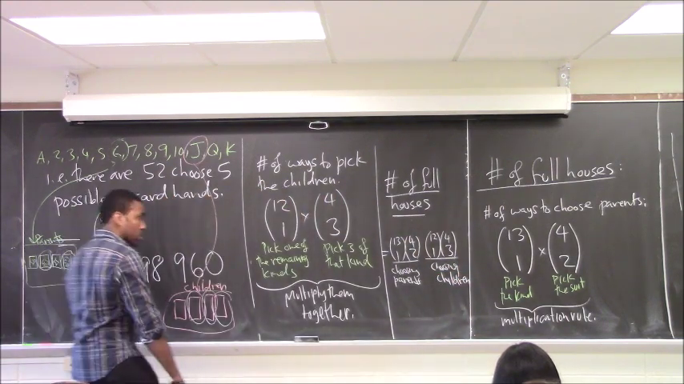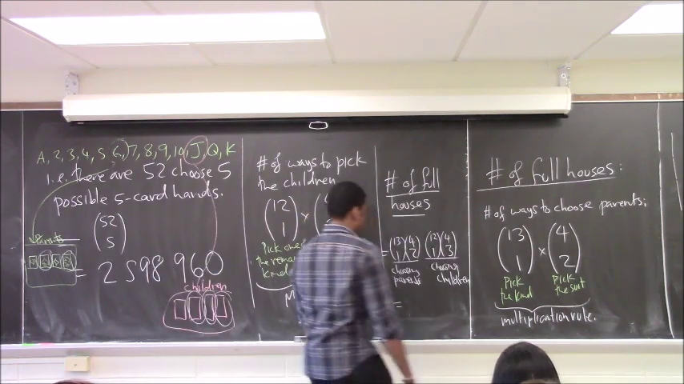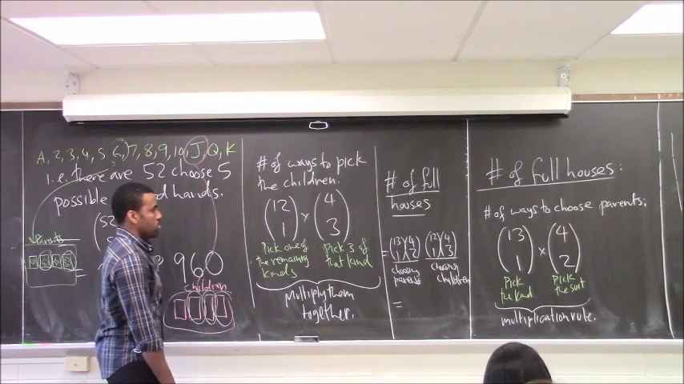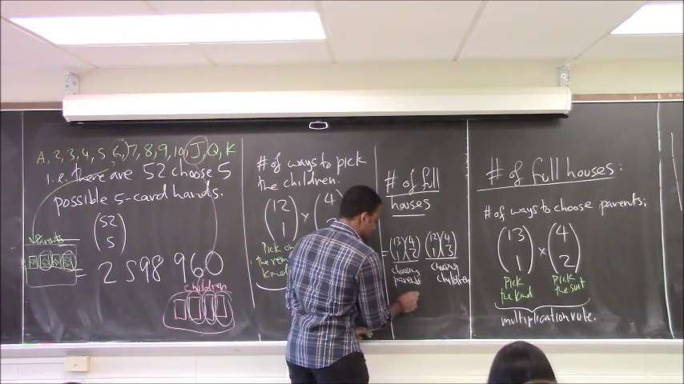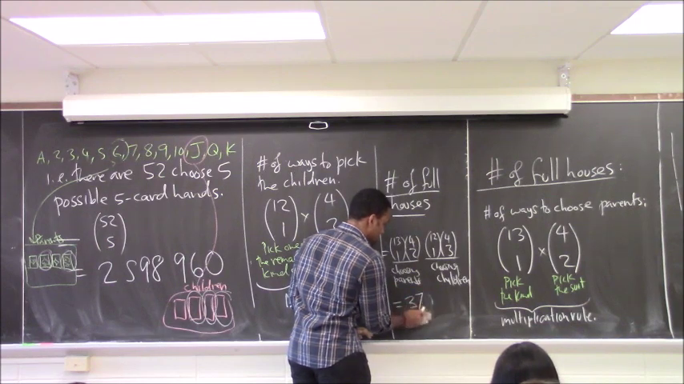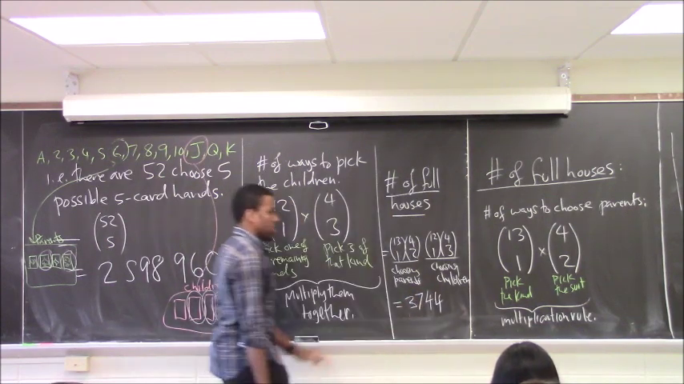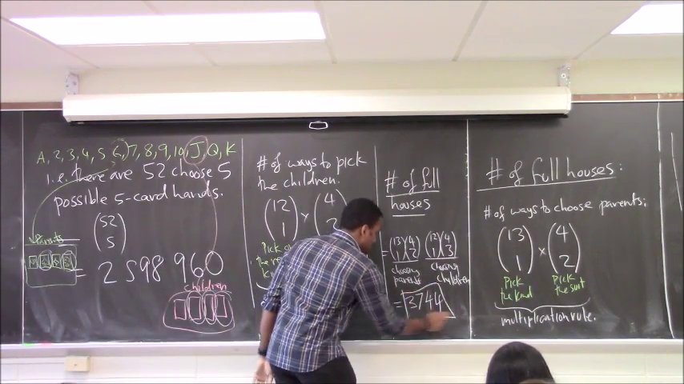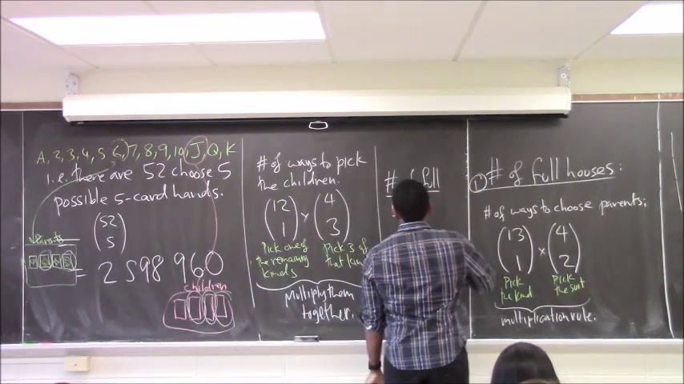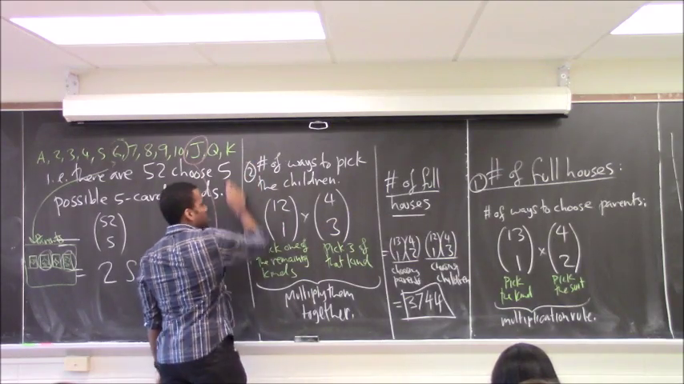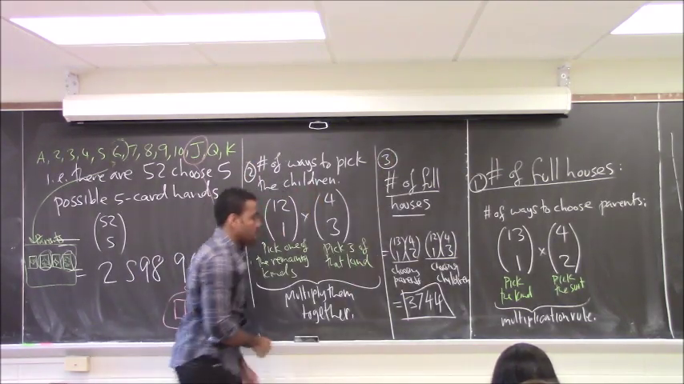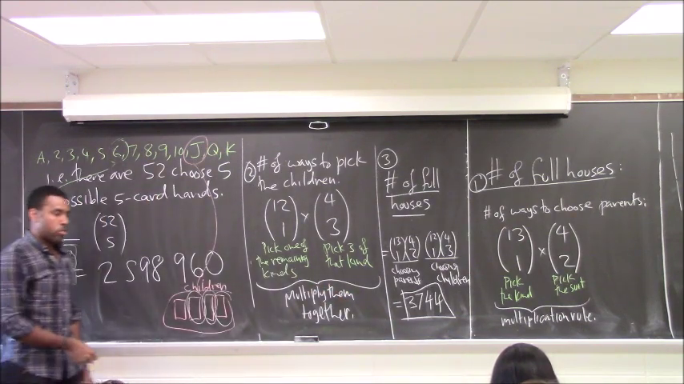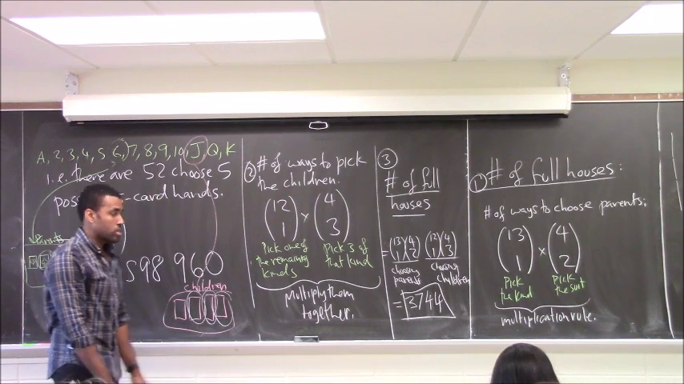What is the total, by the way? 3,744. Yeah, that sounds about right. So that's the answer. I mean, we kind of went out of order here. So this was the first part of the problem, moved over here to the second part, and this is the third part of the problem. That's the final answer. There are 3,744 possible ways to get a full house.